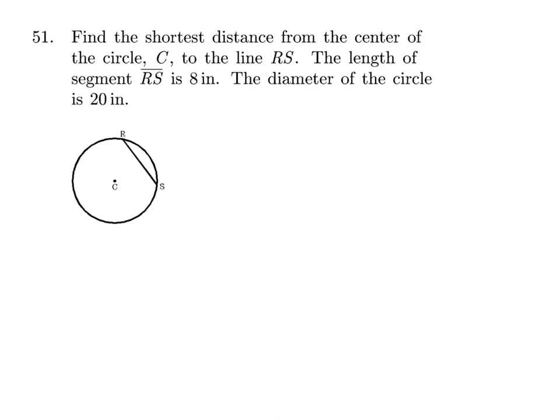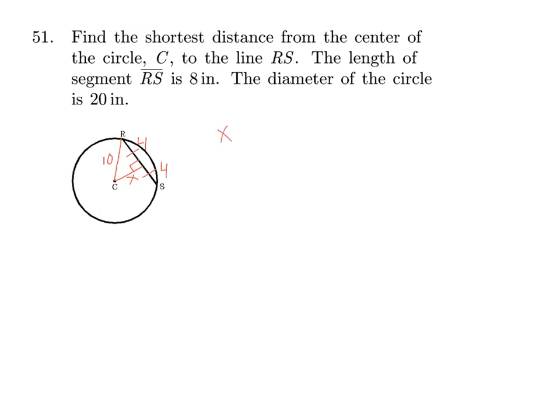Alright, find the shortest distance from the center of the circle to the line RS. Alright, that's a perpendicular distance, and it bisects the chord. So if the whole chord length is 8, then each part is 4. And it says that the diameter is 20, so the distance from here to R is going to be 10. Alright, so now I just use the Pythagorean theorem to solve for x.